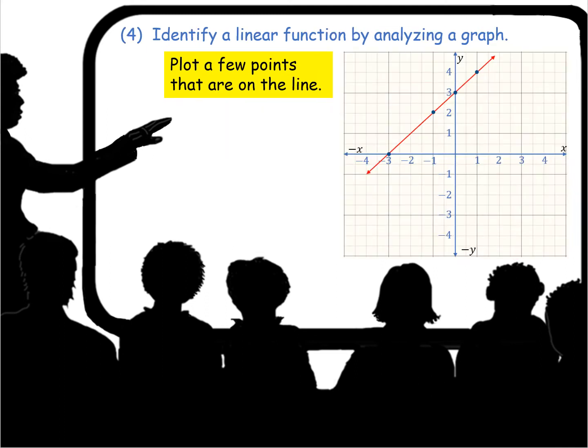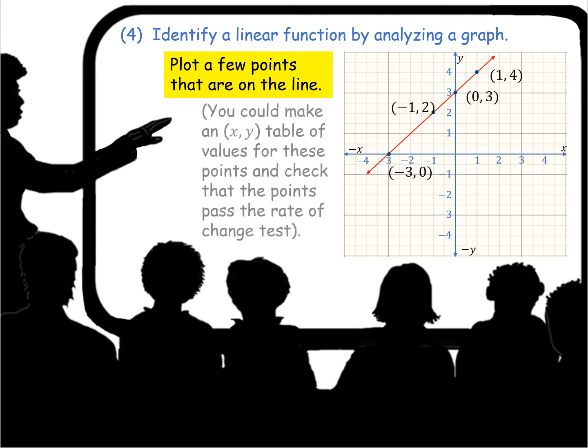We can identify a linear function by analyzing a graph. First thing we can look for is, is it a straight line? Well, it definitely passes that test. Now we can plot a few points that are on that line. We have plotted 4 points on this line. And you could make an xy table of the values for these points and check that the points pass the rate of change test, just like we did in the last slide when we looked at the tables of values.